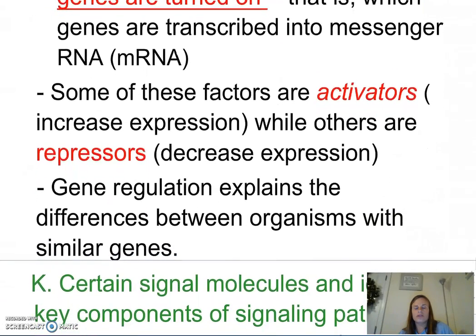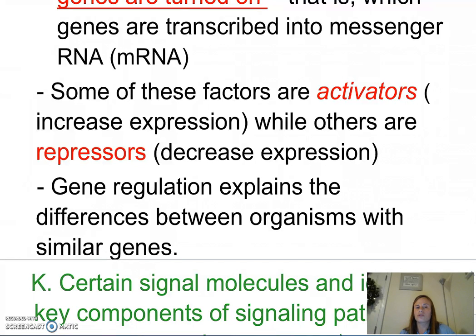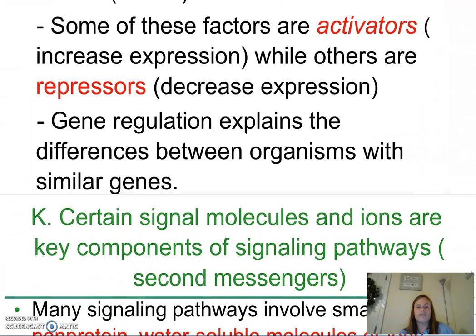So some of these transcription factors are activators. They're going to increase the expression of that gene, while others are repressors, meaning they're going to decrease the expression of that gene. Gene regulation explains why there are differences between organisms with similar genes. So even though I have 99.9% similar genes as someone else, the genes that are turned on in me versus turned on in someone else are extremely different.